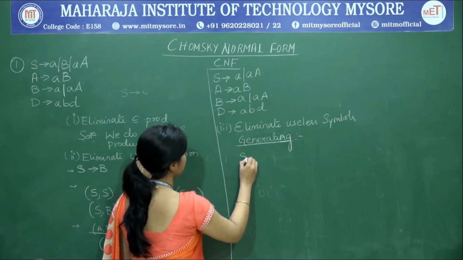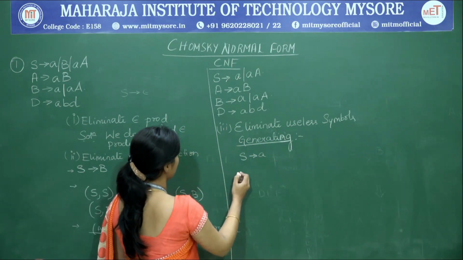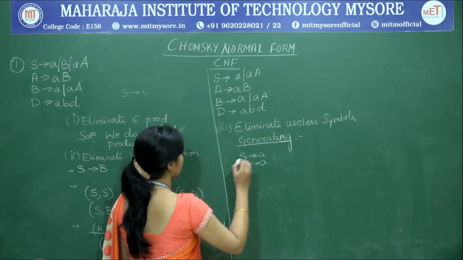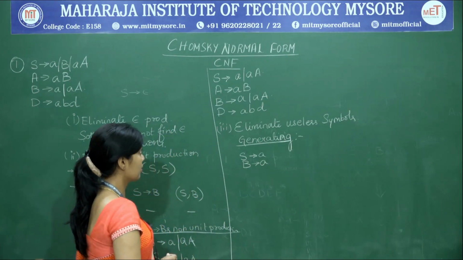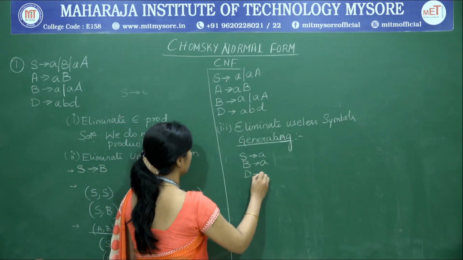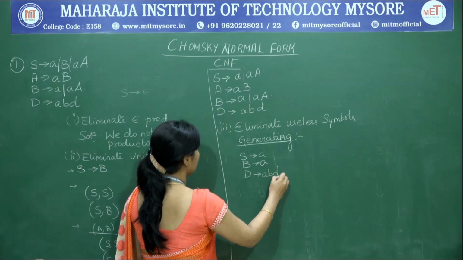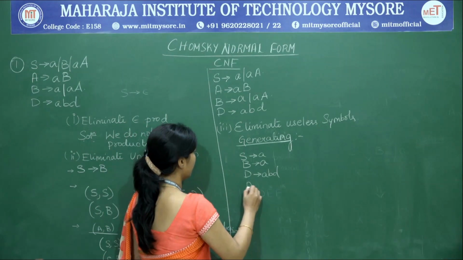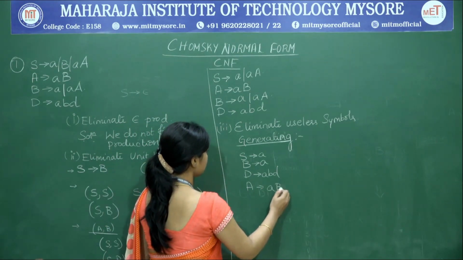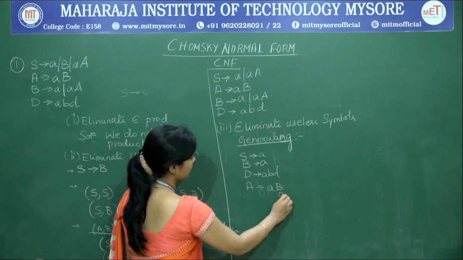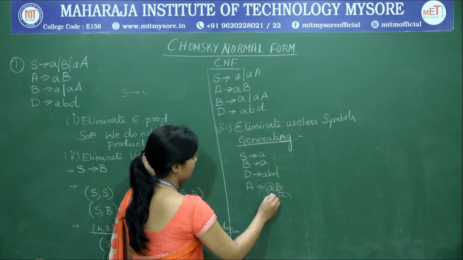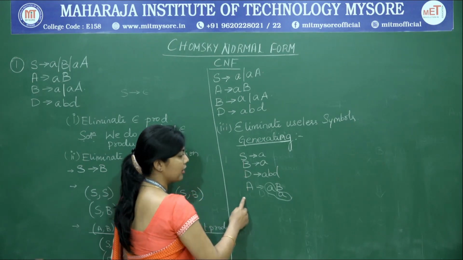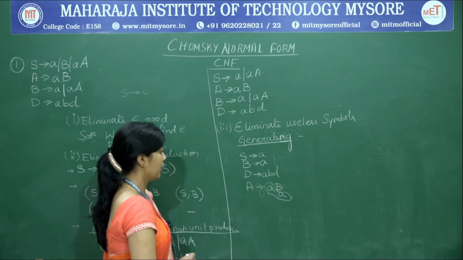So we have S goes to A, so S becomes generating. Then B goes to A, so therefore B is also generating, and then D goes to ABD, so S, B, D, all of them are generating. Also we have A goes to AB. For this B, it is possible for us to substitute A, so this becomes a set of all terminals. So all the variables in the grammar are generating.